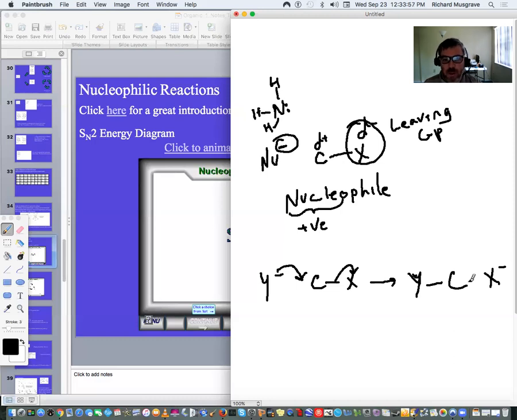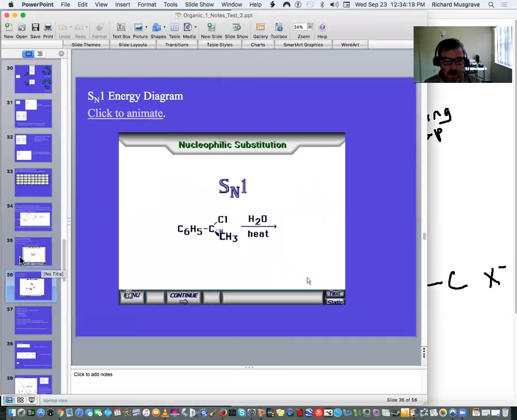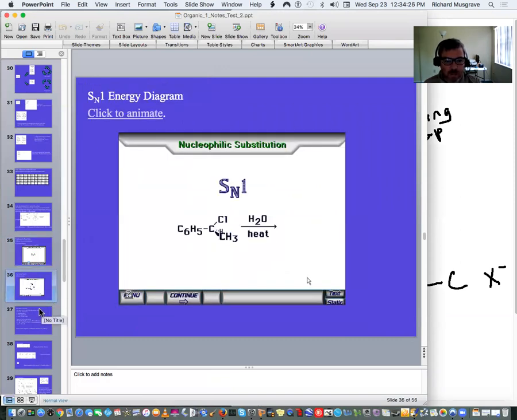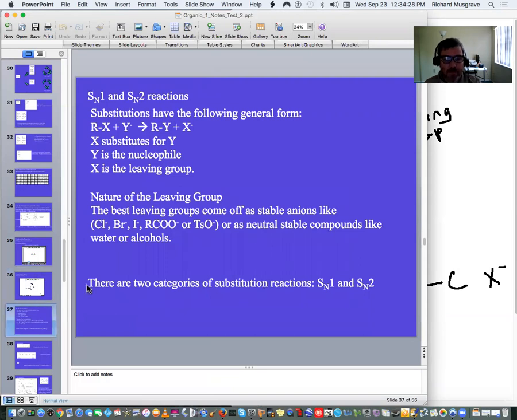So if we're talking about a nucleophilic substitution, we're talking about something that's usually got a negative charge coming in and displacing or substituting for something else that's already attached to a carbon atom. So that's the very basics of what we're doing here. Now we're going to be dealing with two specific nucleophilic substitution reactions. The first one will be SN2, the second one will be SN1.